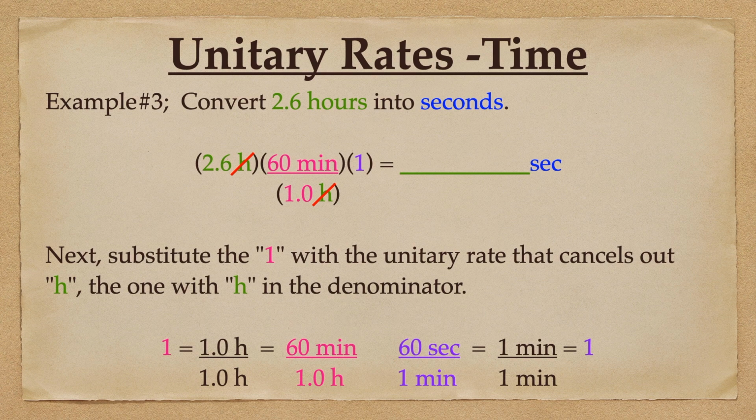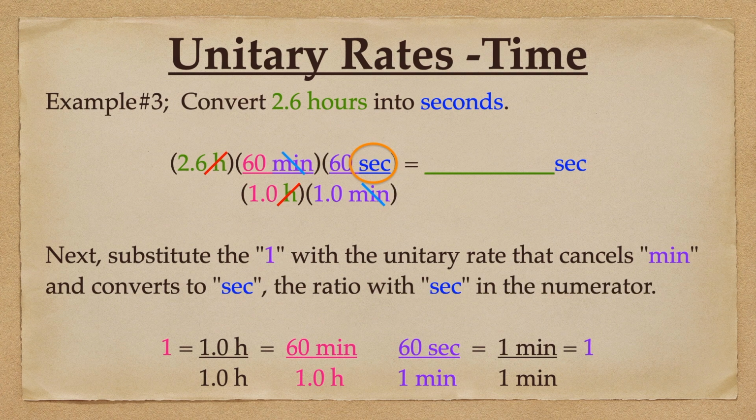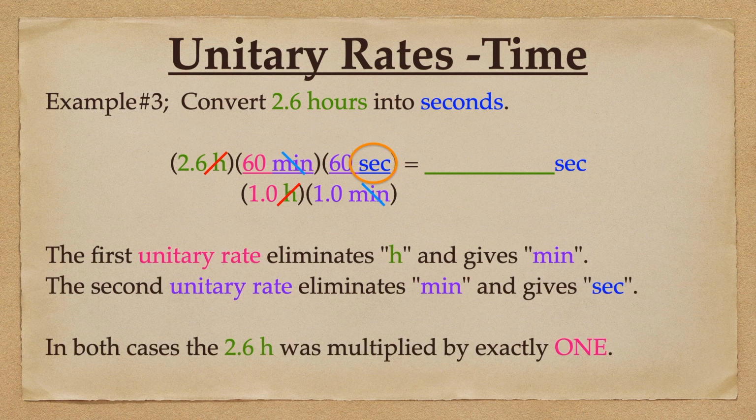2.6 hours is multiplied by 60 minutes over 1 hour to cancel the units of hours. At this point, we have minutes. Next, we will multiply by the second unitary rate of 60 seconds over 1 minute to cancel the units of minutes. This leaves us with seconds, which was again the ultimate goal.